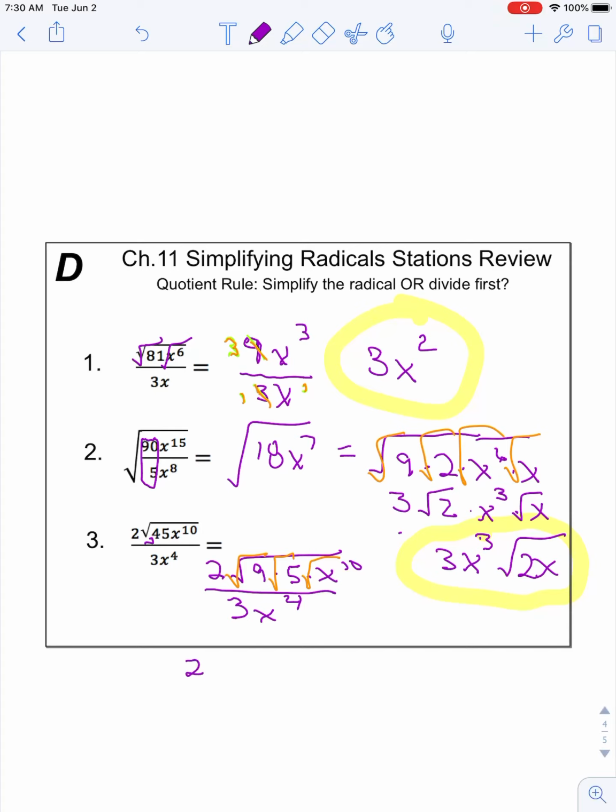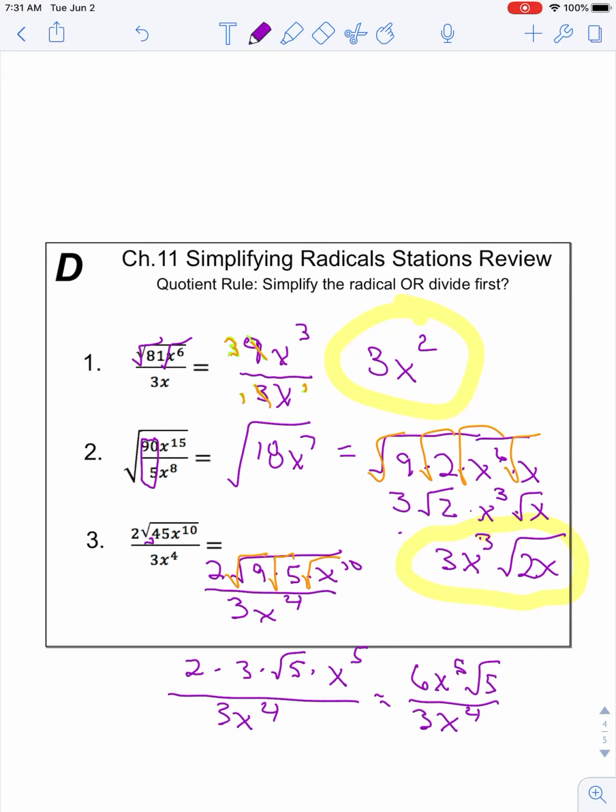So now that gives me 2 times the square root of 9, which is 3, times the square root of 5, which is underneath the radical still, times x to the 5th, all over 3x to the 4th. I'll clean this up a little bit, which would give us 6x to the 5th square root of 5 over 3x to the 4th. Again, I need to reduce that like a fraction. Okay, 6 divided by 3 is 2, and x to the 5th over x to the 4th, we subtract those exponents. So what that's going to give us is 2x times the square root of 5 when we're all done.